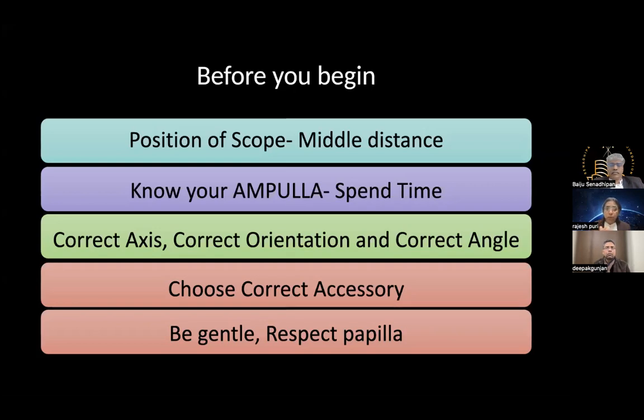When your accessories go towards 11 o'clock, it is towards the bile duct. So before that, move the small wheel of your duodenoscope to the left side, which will direct towards 1 o'clock position. Correct orientation, correct angle, that is more important before embarking on the ampulla for cannulation. Third important thing is to choose the correct accessories while cannulating, and be gentle and respect the papilla.